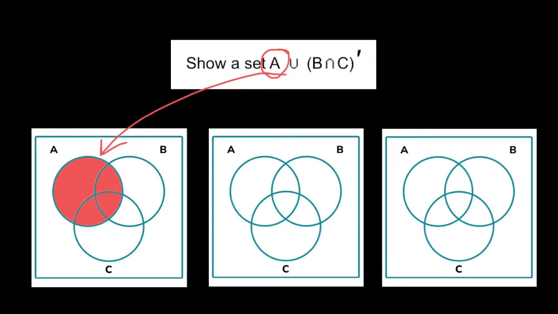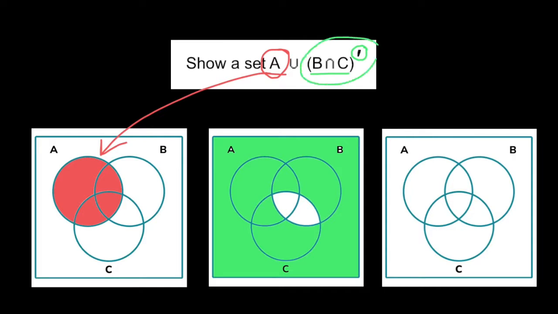Now let's show the complement of the intersection of B and C. So here's a circle B, here's a circle C, and this is going to be the intersection of these two circles, and complement means everything outside this intersection. So this is going to be as follows. And our last step would be to show the union of this picture and this picture.